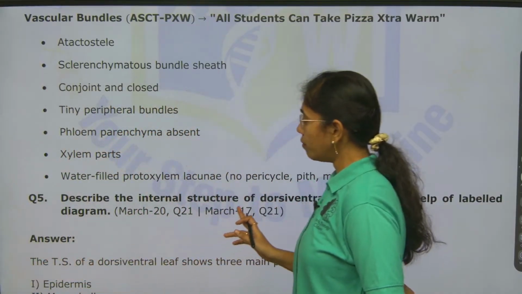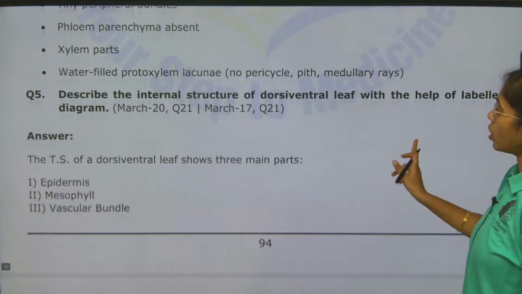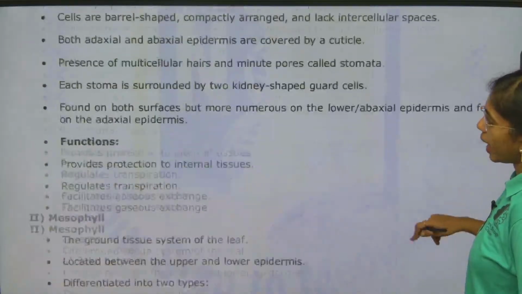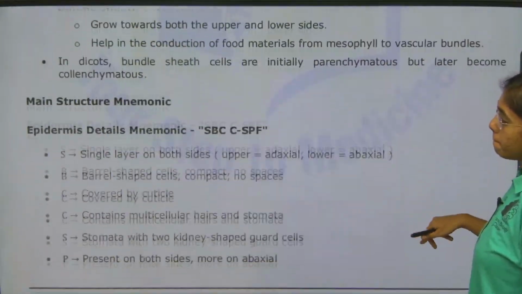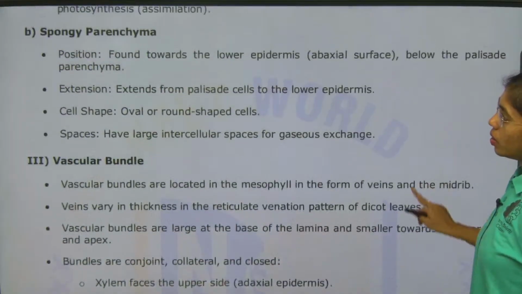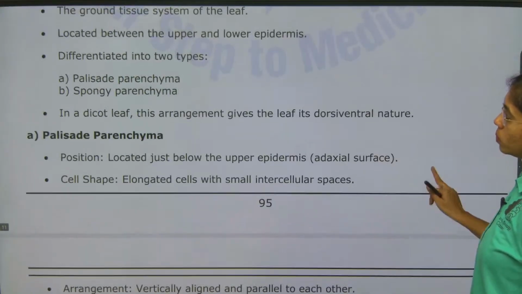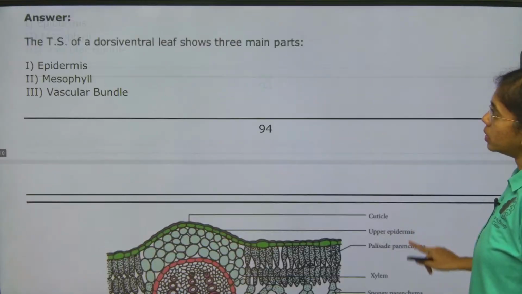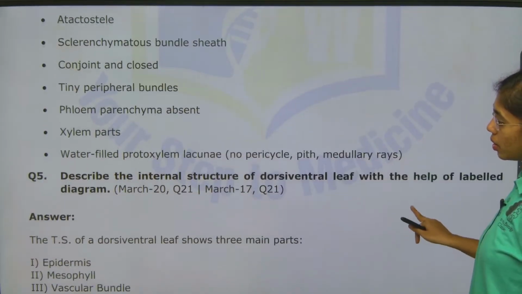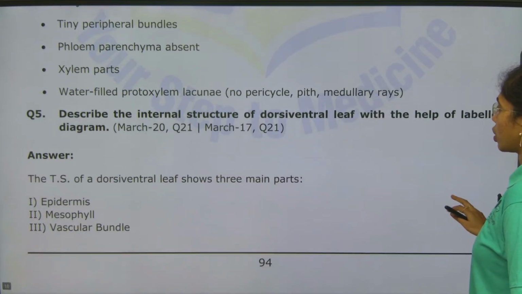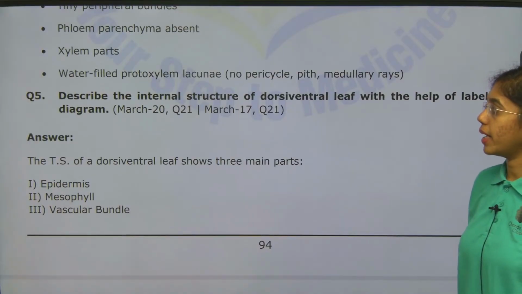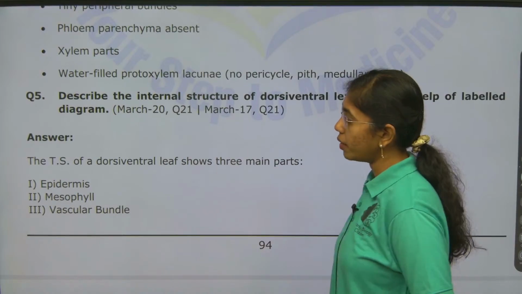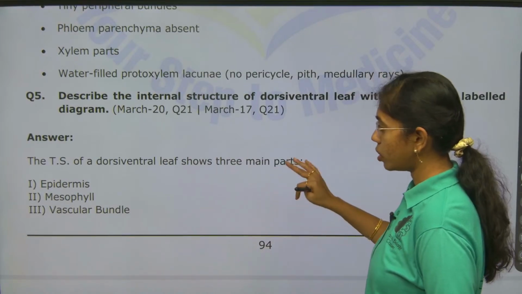Next, describe the internal structure of a dorsiventral leaf. This is the last question of this chapter. Describe the internal structure of a dorsiventral leaf with the help of a neat labelled diagram, asked multiple times, like in March 2020 and March 2017. Here the TS of a dorsiventral leaf shows three main regions.